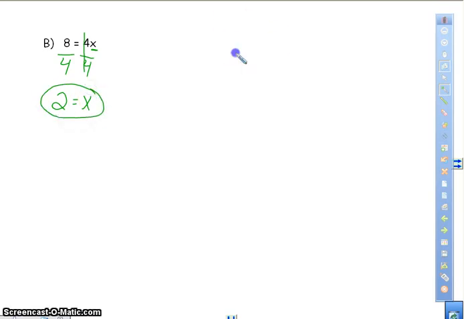I'm going to check it. I want to know if 8 equals 4 times x, where x can be replaced with 2. 4 times 2 is 8. That's what's supposed to equal, and so we know we did it right.